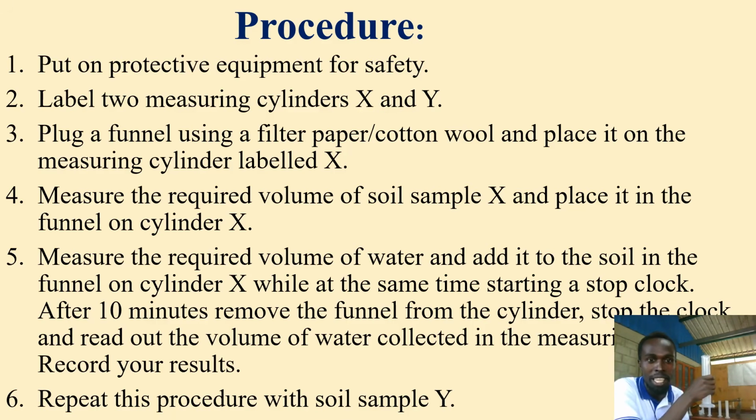Then number 3 is plug a funnel using a filter paper or cotton wool and place it on the measuring cylinder. Can we have the funnel? Thank you. We have a funnel here, and this is what we call the filter paper. It's a filter paper box, and in there we have this filter paper. But then we also have the cotton wool. Cornelius, the farmer, is encouraging you to use cotton wool instead of this.